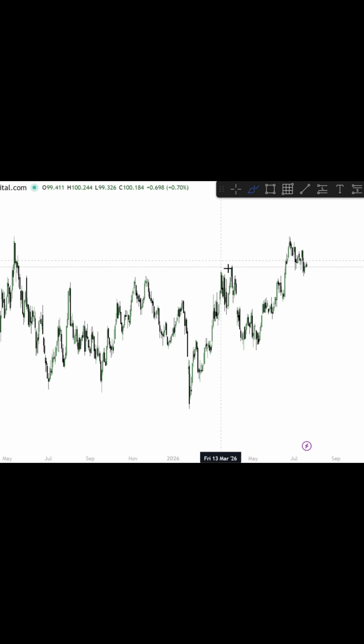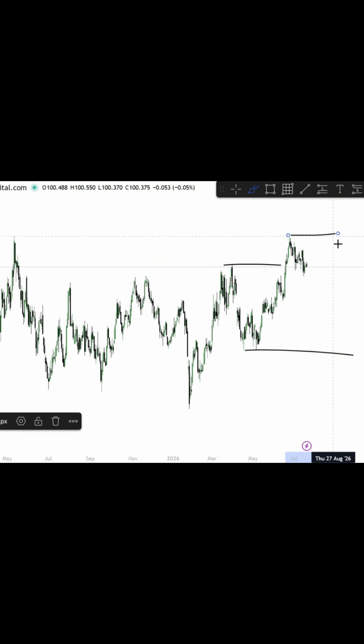Starting off with DXY on the daily time frame, we can see that we've had that break of structure, and this is the current swing range that we are trading within. Now, we are anticipating this pullback, and we have been for the last couple of weeks. If you check the previous videos, we have been saying that we would like to see some of these points of liquidity get taken before we can look for that next upside move.